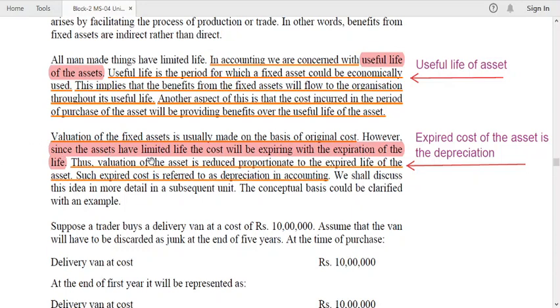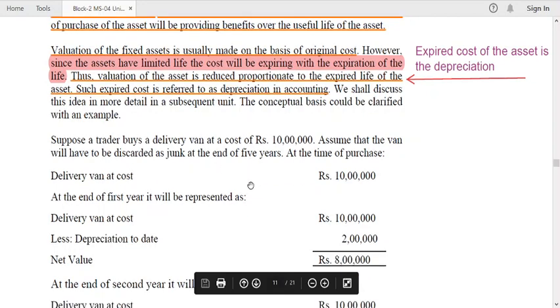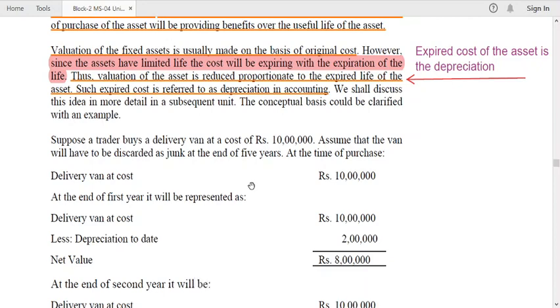However, since the assets have limited life, the cost will be expiring with the expiration of the life. For example, a delivery van at cost. The cost of the delivery van is 10 lakh rupees. This is an asset. The life of the van is 5 years. In 5 years, this van becomes junk. Therefore, every year, how much value of the asset is useful for the company? That is called expiration of the life of the asset. Valuation of the asset is reduced proportionately to the expired life of the asset.